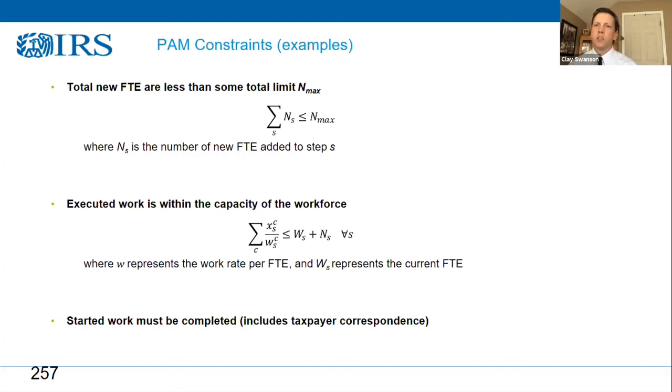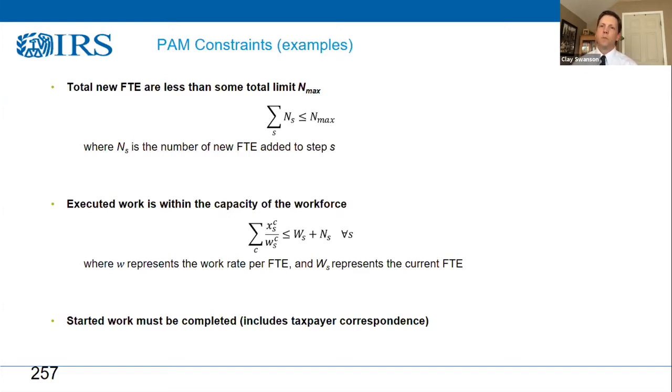The second one, executed work is within the capacity of the workforce. This is an upper constraint on the amount of work that can be done. Again, historically calculated, we know the number of current FTE, we know the number of new FTE that we are trying to allocate. We have work rates for the different types of FTE, so we can calculate the number of modules that are possible to be worked. We can't work an unlimited number of modules.